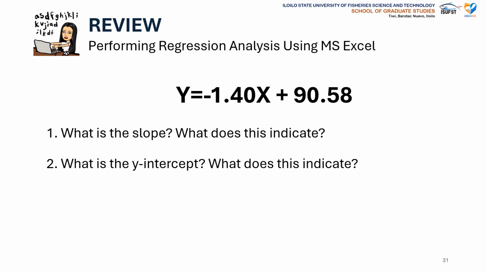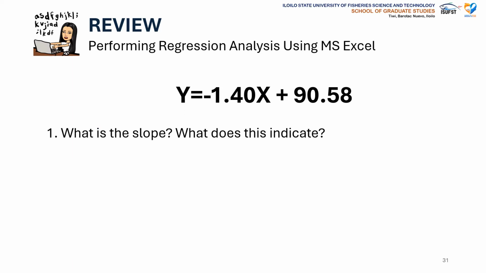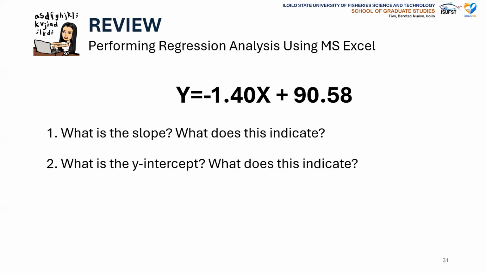What's the slope here? The slope here is 1.40, positive or should we include negative? Negative 1.40, sir. Correct. What's the y-intercept? The slope is negative 1.40. The y-intercept is the one without a variable. So the y-intercept is 90.58. Correct. What does it indicate?